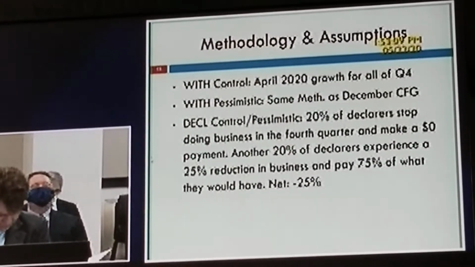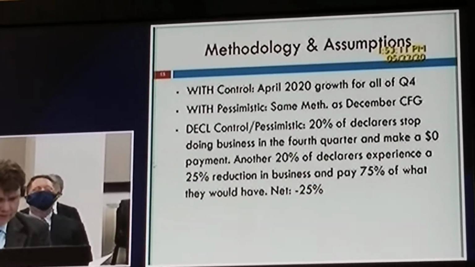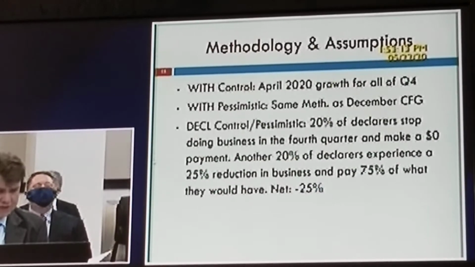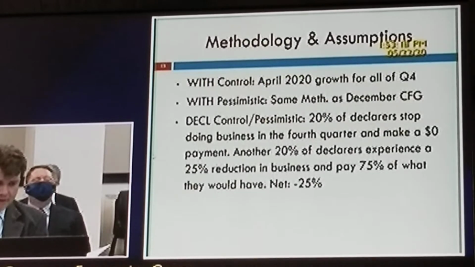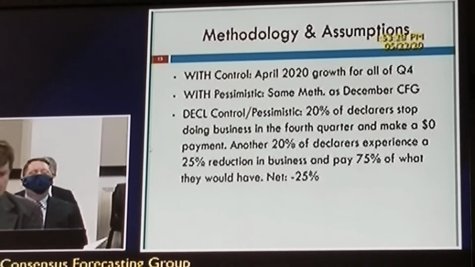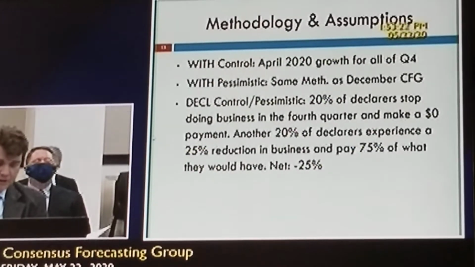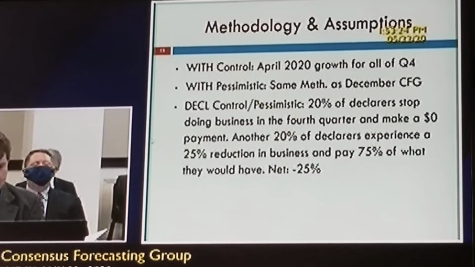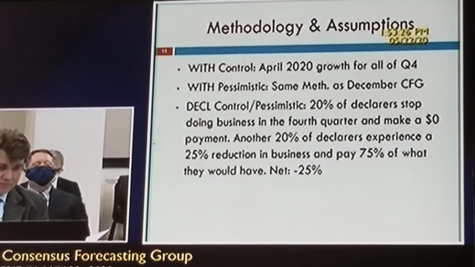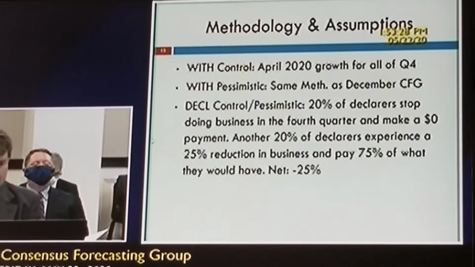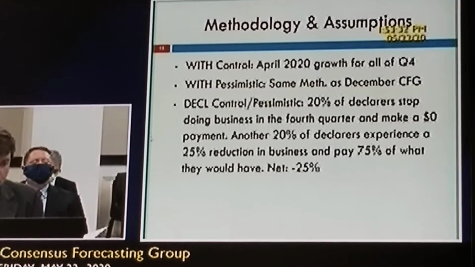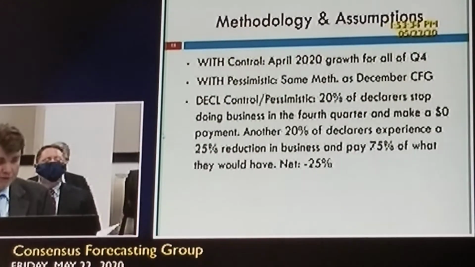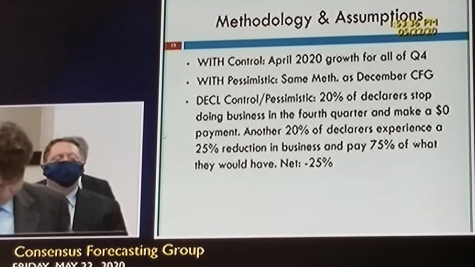The declarations forecast, I've got 20% of declarers who stop entirely in the fourth quarter. They go from their normal declaration payment amount to 0 payments. And then there's another segment of the declarers, approximately 20%, who experience a 25% reduction in business. This is how I modeled it, and they will pay 75% of what they would have, for a net effect for all of declarations of minus 25% for the fourth quarter.